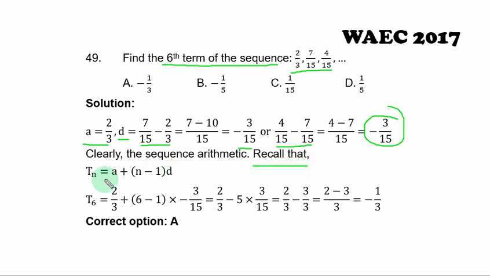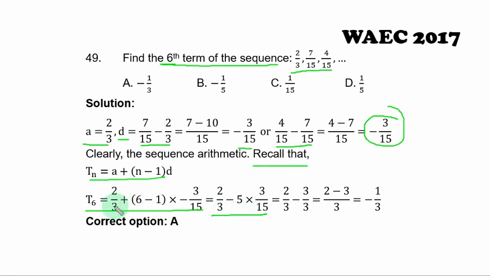Recall that the nth term is equal to this. We are to get the 6th term. At that point, n is equal to 6. You replace n with 6. The first term, 2/3. Common difference, minus 3/15. You have it in this form. When you simplify, you have this result.